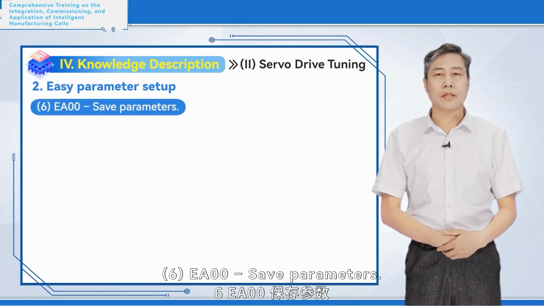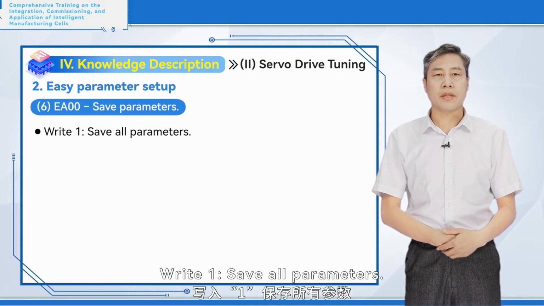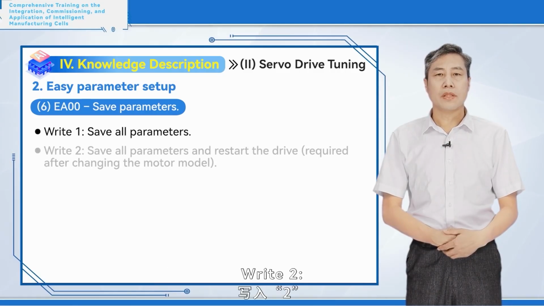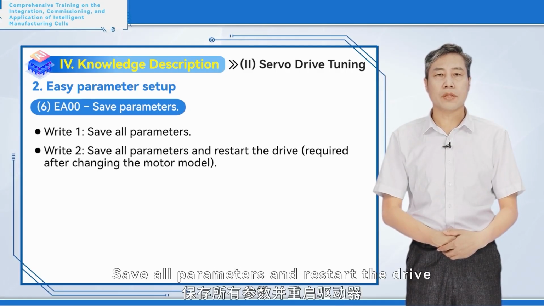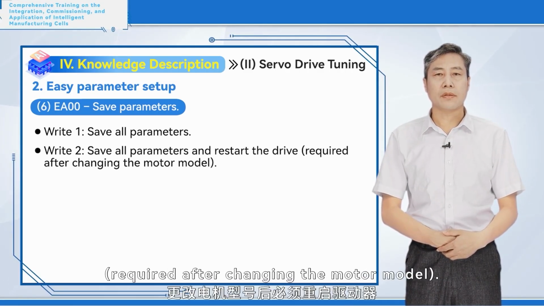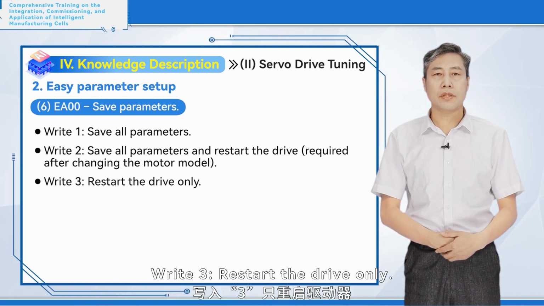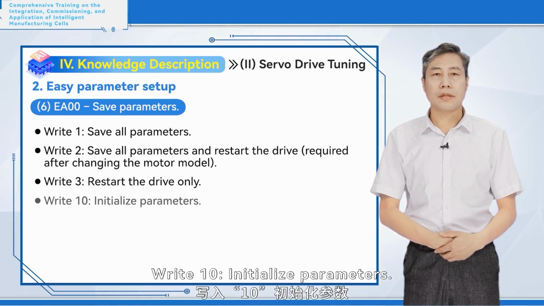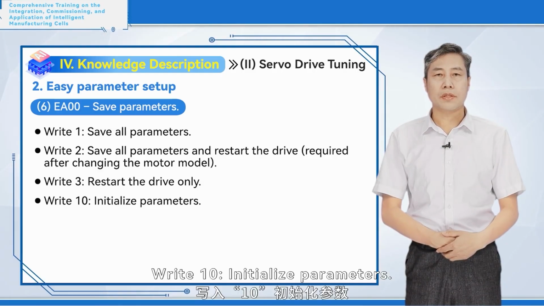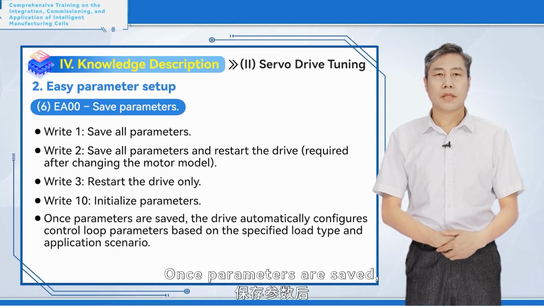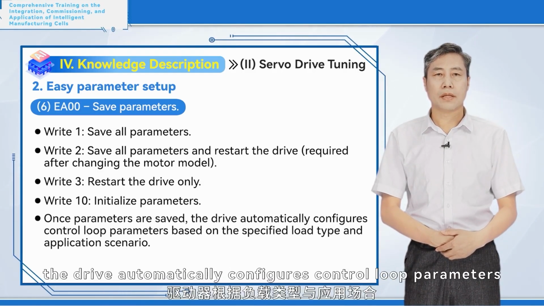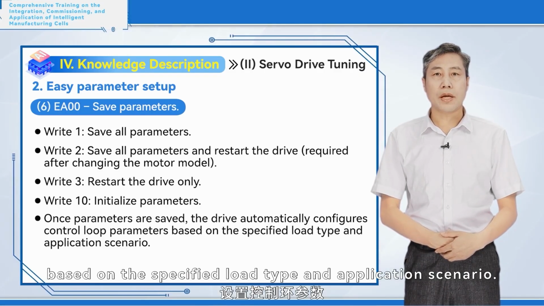6. EA00: Save parameters. Write 1: Save all parameters. Write 2: Save all parameters and restart the drive, required after changing the motor model. Write 3: Restart the drive only. Write 10: Initialize parameters. Once parameters are saved, the drive automatically configures control loop parameters based on the specified load type and application scenario.